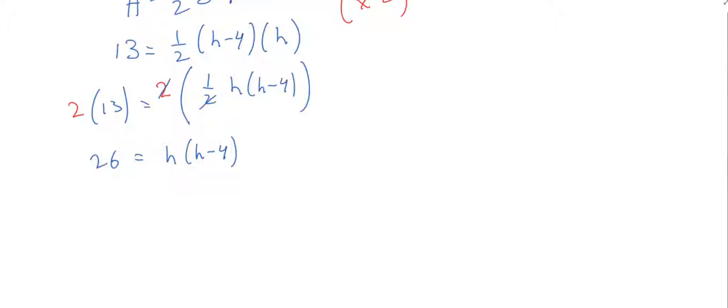Expand, simplify, move everything to one side. h times h is h squared. h times -4 is minus 4h. Move the 26 over.